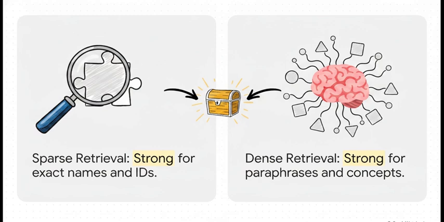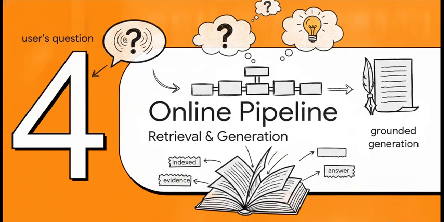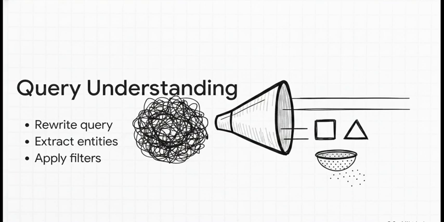Modern production systems almost always use a hybrid approach so they can capture the absolute best of both worlds. Let's shift gears to section 4, retrieval and grounded generation. Let's be honest for a second. Users are messy. They ask incredibly vague, context-dependent questions. So before we even search, the system has to clean up that request using query understanding.